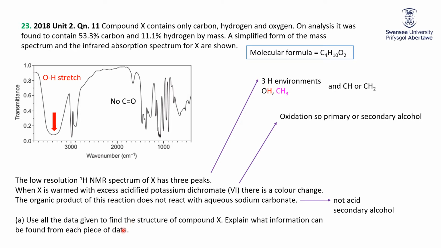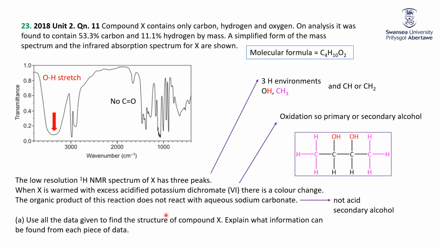Use all the data to find the structure of compound X. Explain what information we found from each piece of data. Well, we know we got methyl group, that's methyl groups. We know we got 2 OHs, there's 2 OHs. We know they have to be secondary, and we know we got 4 carbons. So 1, 2, 3, 4 carbons.